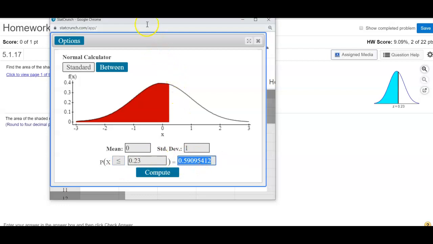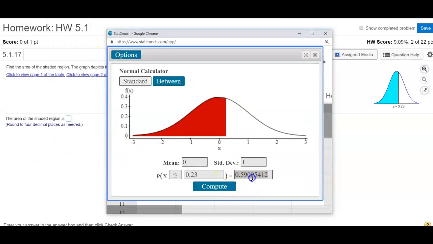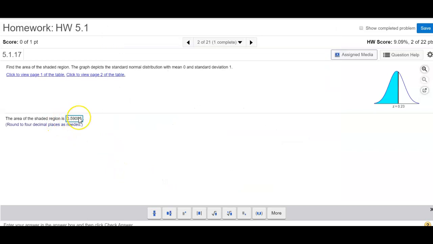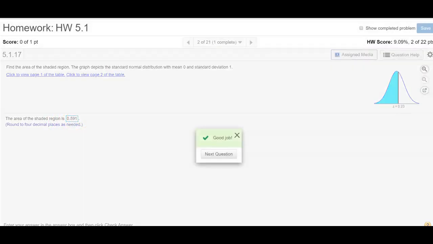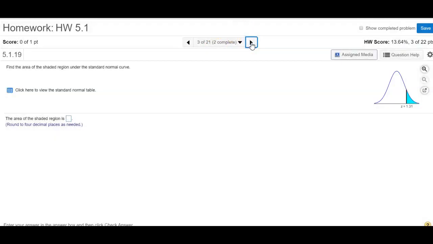And you see that my area is 0.5909. Let me go ahead and check how many decimal places they want. 4. Okay, so let me take 5 decimal places. Plug that in. So that becomes 1. There you go. Now you can go ahead and find with the same concept, but this is area to the right. So you have to change your inequality to greater than.